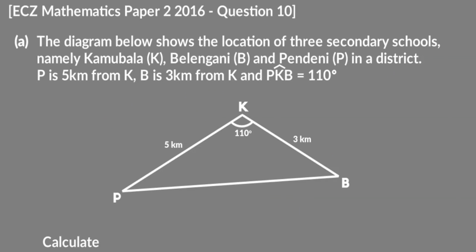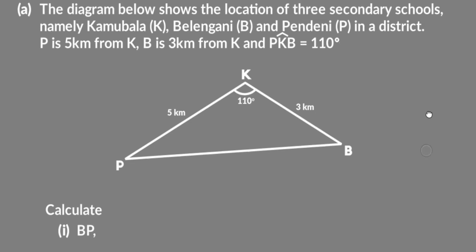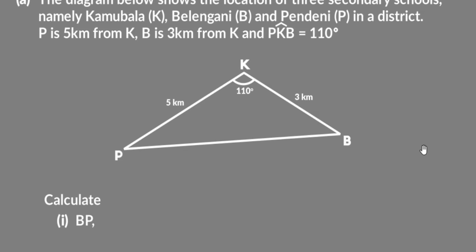The diagram below shows the location of 3 secondary schools, namely Kamuvala, which is symbolized by K, Belengani, which is symbolized by B, and Pendeni with the letter P. These 3 secondary schools are in a particular district. P is 5 kilometers from K. You can see P is 5 kilometers from K. B is 3 kilometers from K. You can see the distance there. And then the PKB, which is an angle shown there, PKB. Let's begin answering this question by calculating the distance BP.